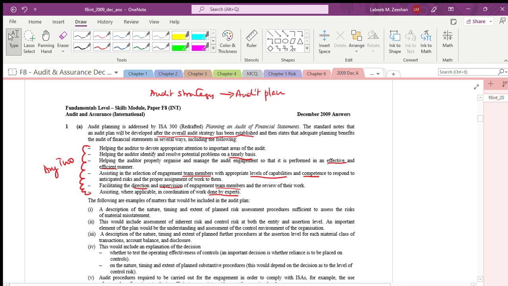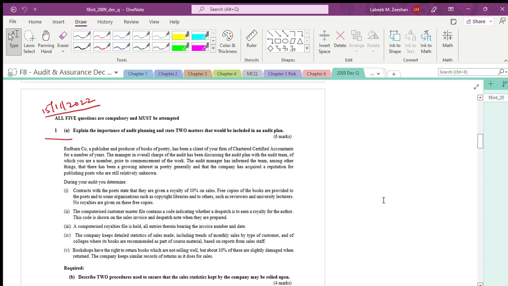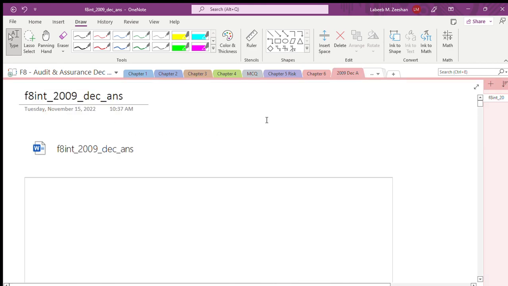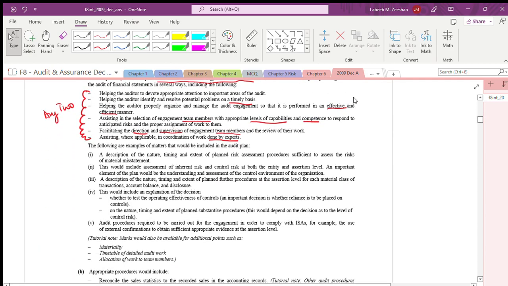What is the question? It says: any two matters that will be included in the audit plan. The following are examples of matters that can be included in the audit plan. Any two. Now, simply a description of the nature, timing, and extent of risk assessment procedures. Simplest of the simplest.